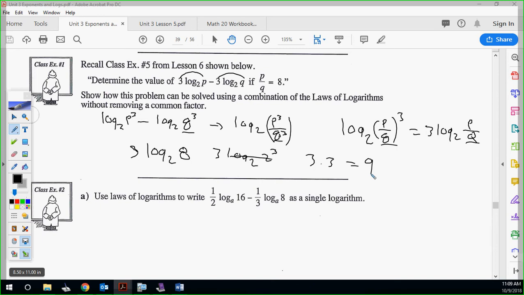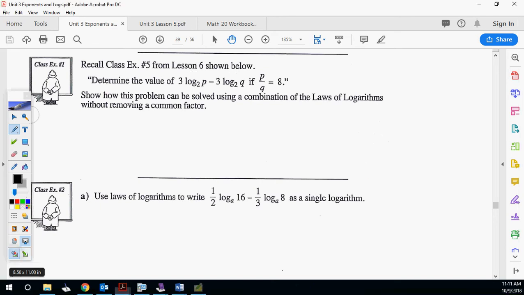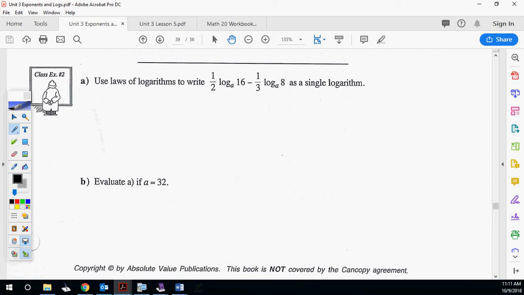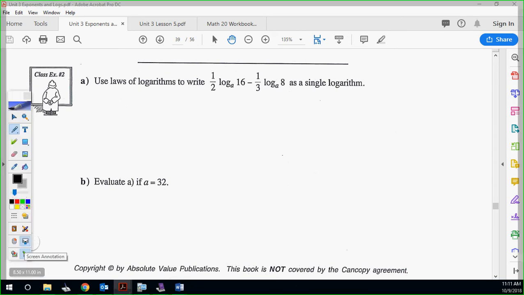Okay, so use logarithms to write 1/2 log base A of 16 minus 1/3 log base A of 8 as a single logarithm. So what would you want to do here? This is what I notice. We have some stuff in front that's bothering us. We don't know what A is. We're going to in a little bit. But if we want to write a single logarithm, we like to put these back in the log so that we can write them as single.